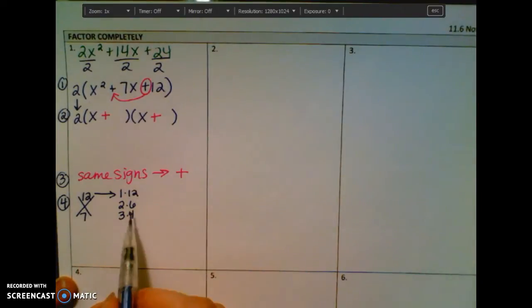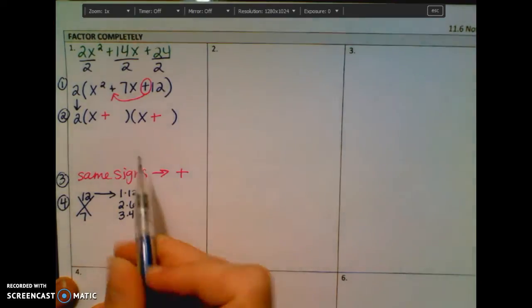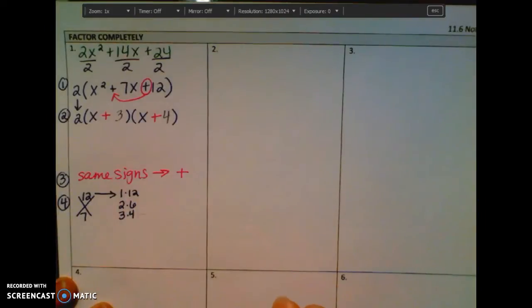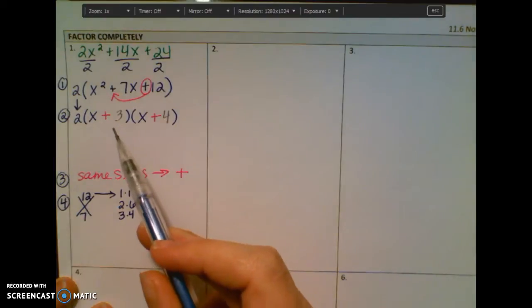Usually what I do is start at the smallest pair, especially if the number that I'm adding to get is smaller. So I'm going to start with that 3 and the 4, and I'm going to go ahead and plug them in here. X plus 3, x plus 4. I am using a pencil because I don't know if those are going to be right, so I may have to do some erasing.